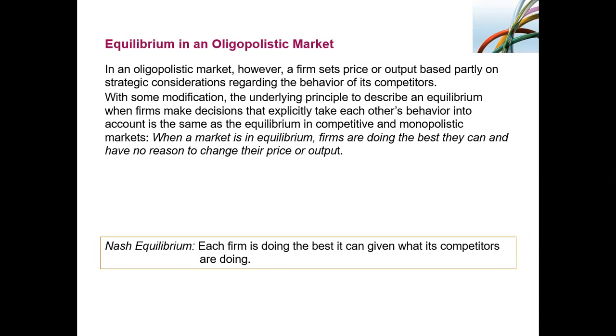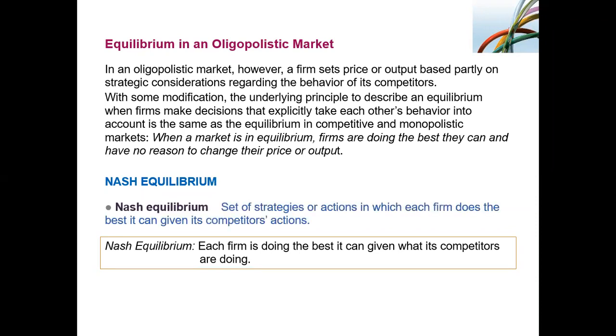Okay. So this is the strategic decision that we have in the market. This is called Nash equilibrium: a set of strategies or actions in which each firm does the best it can given its competitors' actions. So maybe in the market we have two firms, and it is called a duopoly. So you see here, I think these are the pictures.